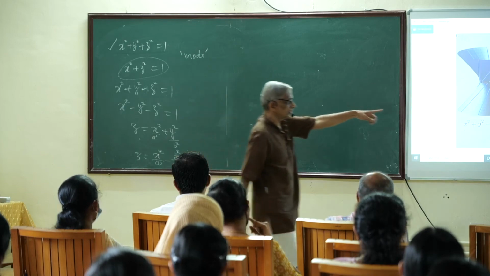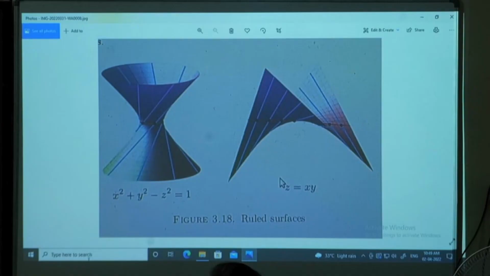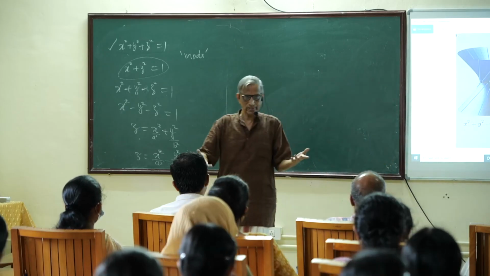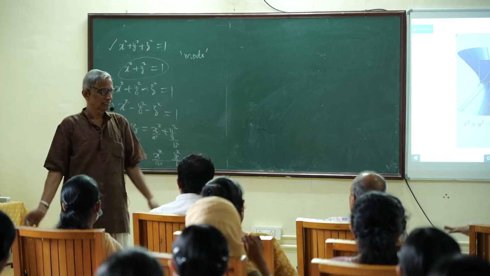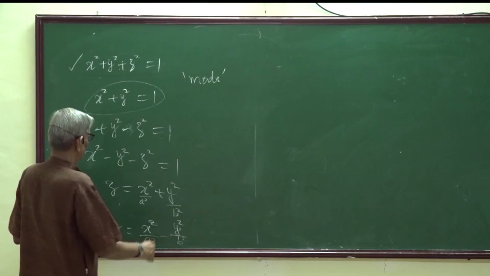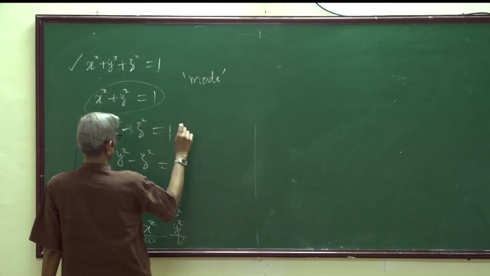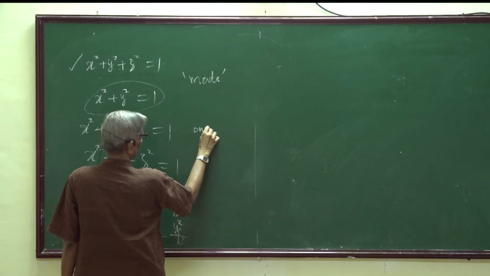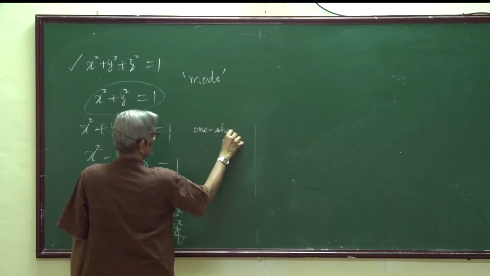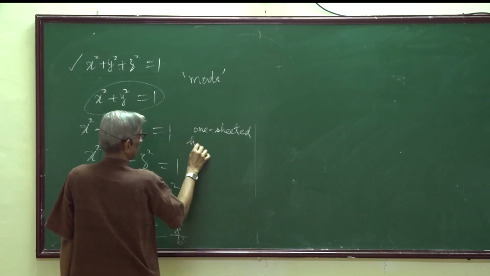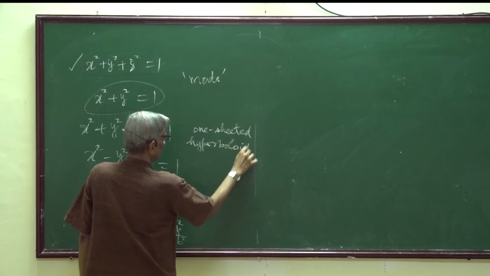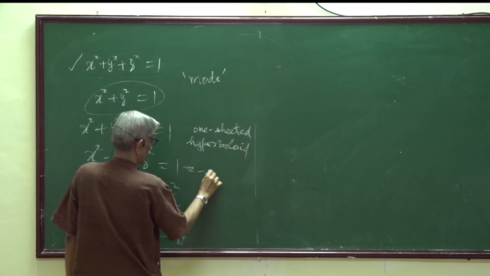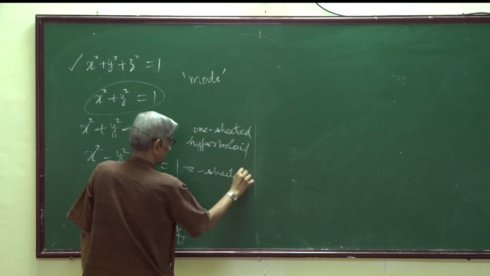So this picture shows you again a hyperboloid, but now the equation of the hyperboloid is xy equal to a constant. xy equal to a constant gives you a hyperbola whose asymptotes are the axes. Rectangular hyperbolas. So this is a one-sheeted hyperboloid. Two-sheeted hyperboloid.